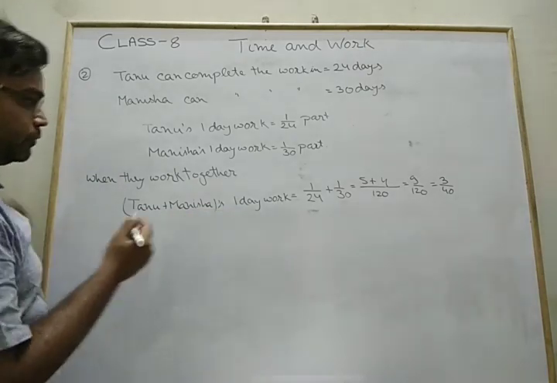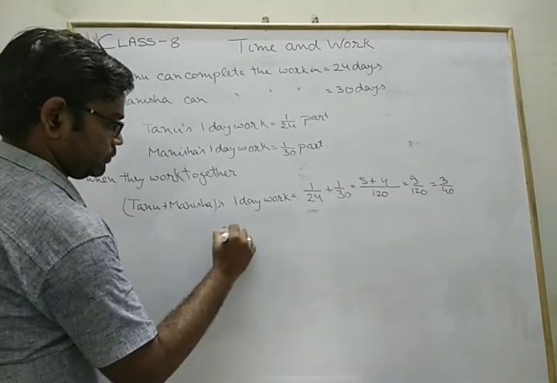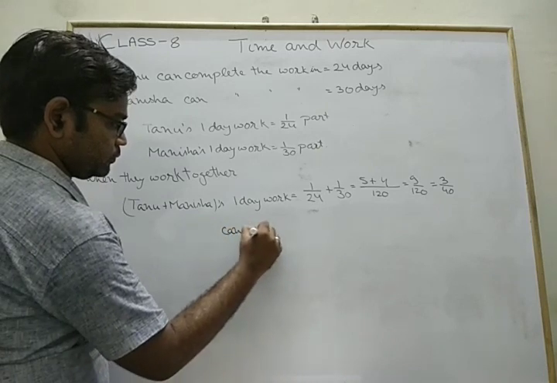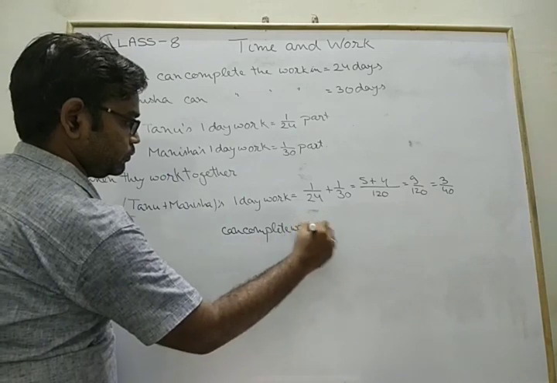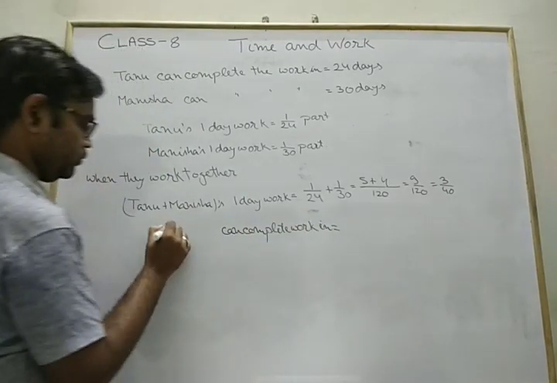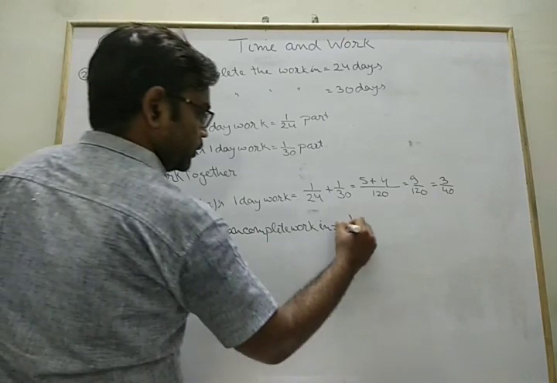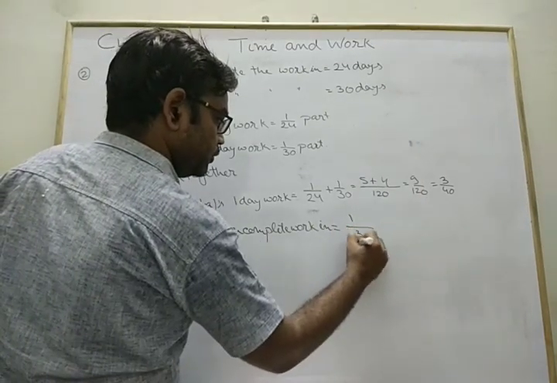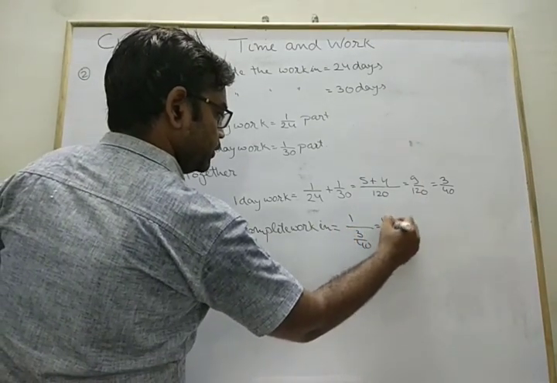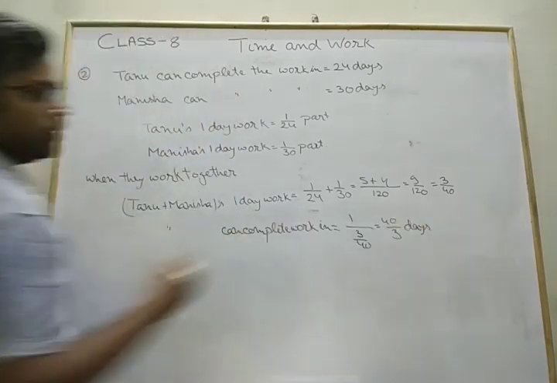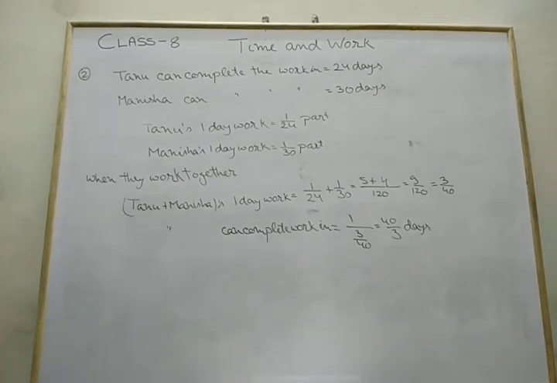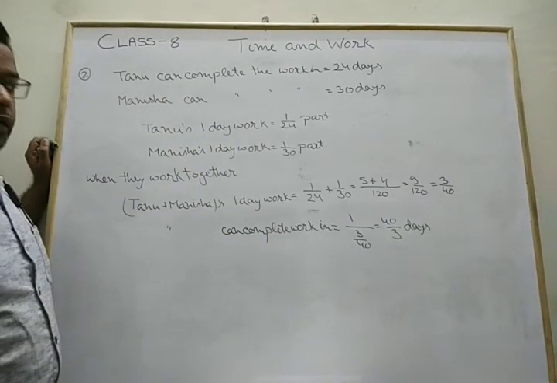So they can complete the work. Tanu and Manisha can complete the work in 1 upon the 1 day work. That is 3 upon 40, equals 40 upon 3 days. Means it's less than 14 days. So when they combine work, they can easily solve.